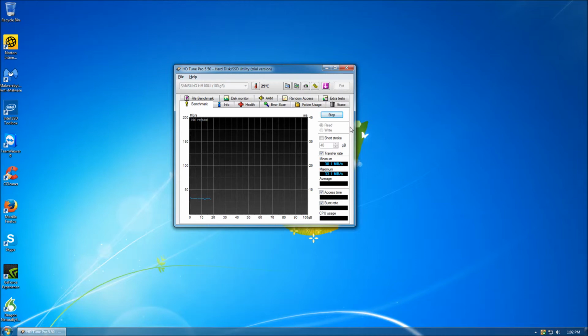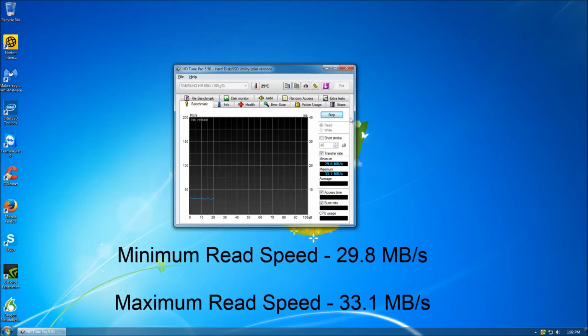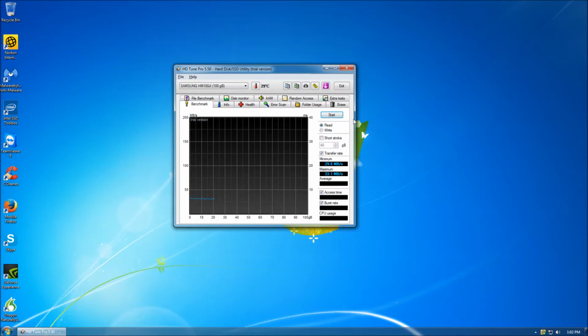As you can see by looking at the minimum and maximum read speeds in the display boxes, the numbers indicated there are devastatingly slow. Topping out at a maximum of 33.1 and a minimum of 29.8 megabytes per second, this equates to painfully slow read times, which results in slow computer startups, slow load times for your favorite programs, slow saving speeds, and extremely slow shutdown times.